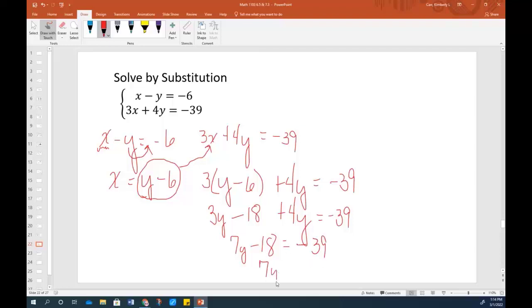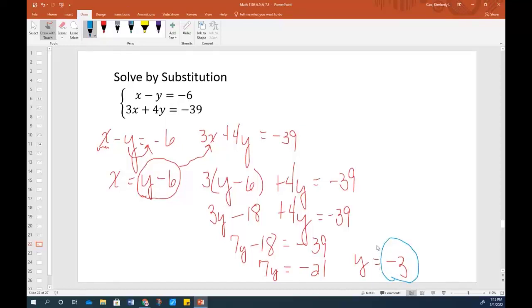Add 18 to both sides. Remember, I'm adding 18, so I get negative 21. Divide both sides by 7, and y is negative 3. Now that you've really solved for the one, if y is negative 3, and this is why I like to change colors, I am going to back substitute way over here and say x is equal to negative 3 minus 6. So x was equal to negative 9.